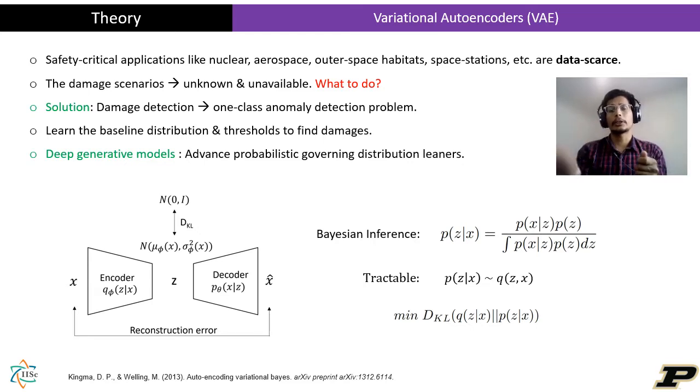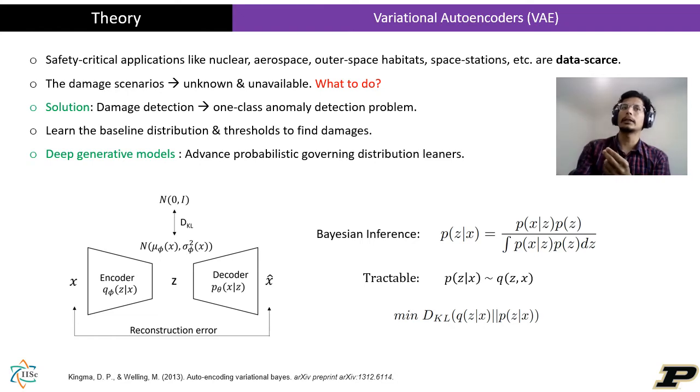For aerospace applications, you won't be getting damages in the initial stage. You can't produce the damage in the labs, similar to outer space habitats and space stations. So what we have is called a data scarce scenario. It means, first of all, we don't even know what the damages are, and they are unavailable. So the uncertainty around the damages itself is much higher. So what is the use of supervised deep learning in those scenarios? Unsupervised learning comes into the picture.